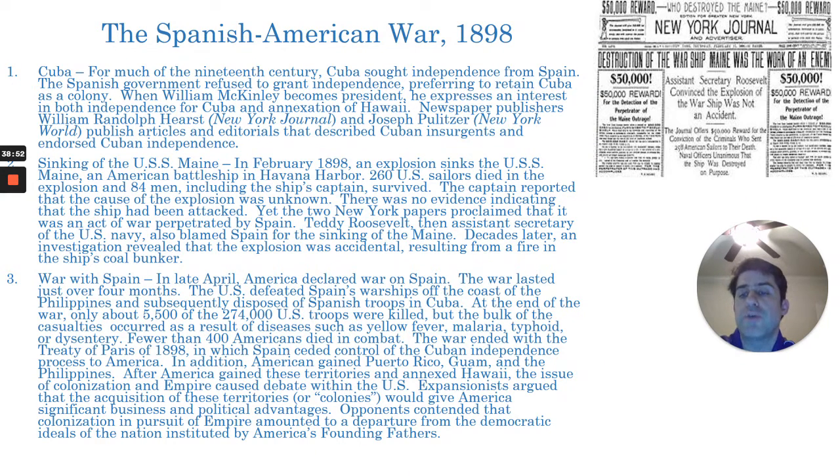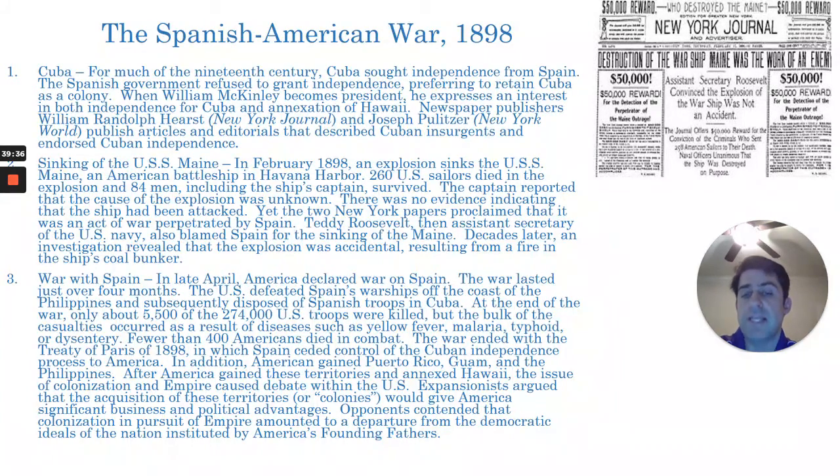The war ends with the Treaty of Paris of 1898, in which Spain ceded control of the Cuban independence process to America. America basically facilitated Cuba's process of becoming independent, although interestingly, Cuba did not officially become independent until 1902, 4 years after the Treaty of Paris and the end of the Spanish-American War. In addition, the Treaty of Paris stated that America would receive Puerto Rico, Guam, and the Philippines.